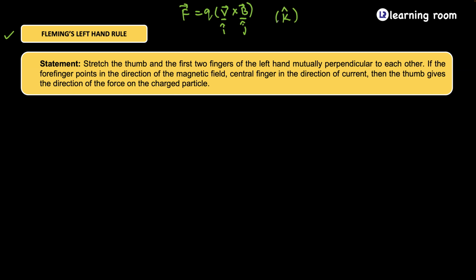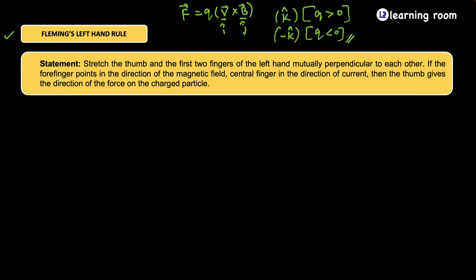You will be able to see it is in the direction of K cap only if the charge that you considered is positive. So it will be in the direction of K cap only if Q is greater than zero. Had Q been less than zero, the answer would have been minus K cap. Are you able to understand this? This is how the cross product helps us validate the direction in which the force is experienced.